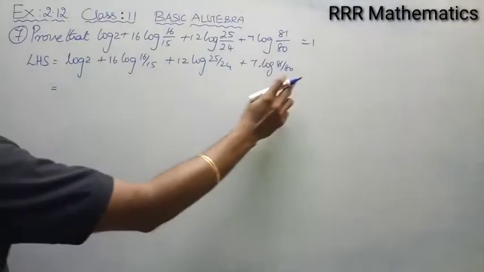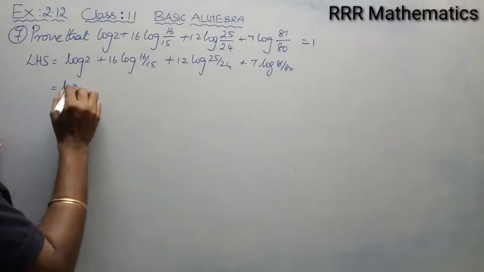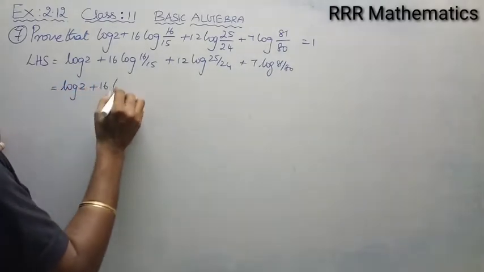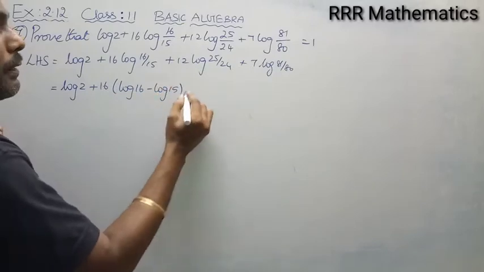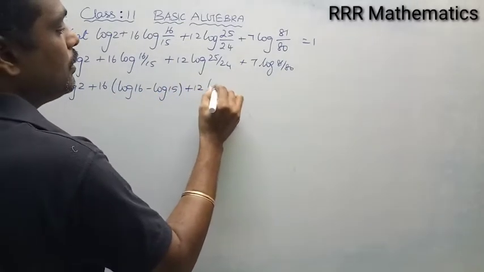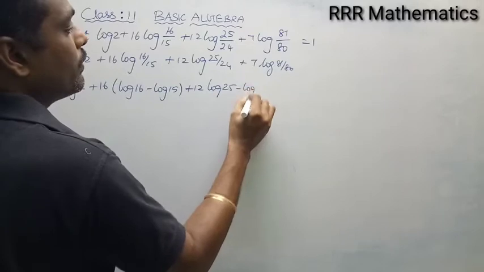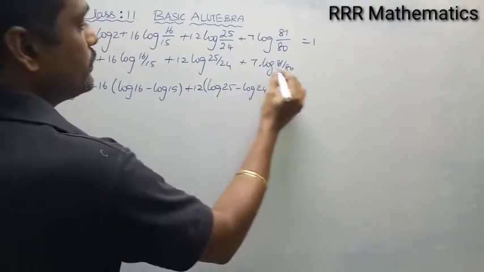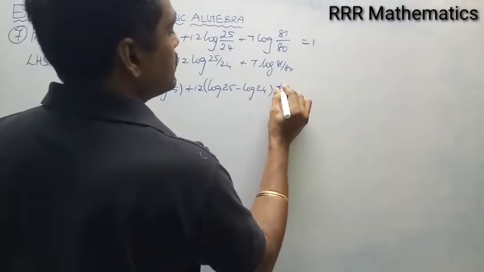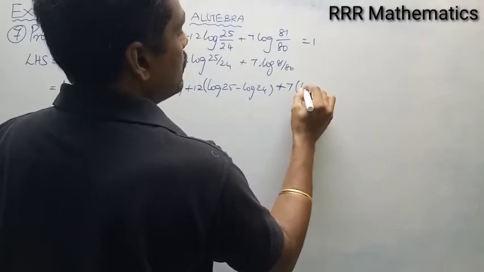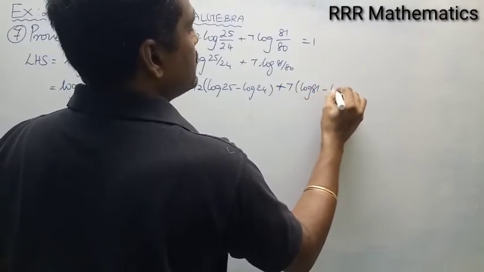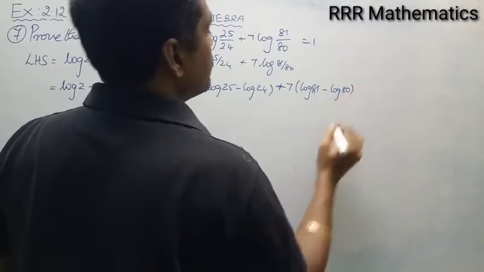I'll use the quotient rule everywhere. So this is log 2 simply, 16 times log 16 minus log 15, and 12 times log 25 minus log 24, plus 7 times log 81 minus log 80.